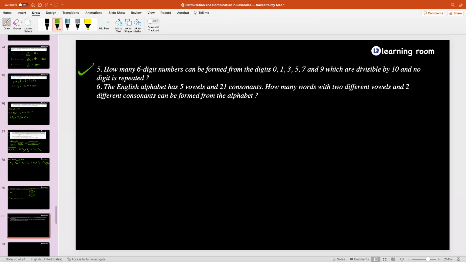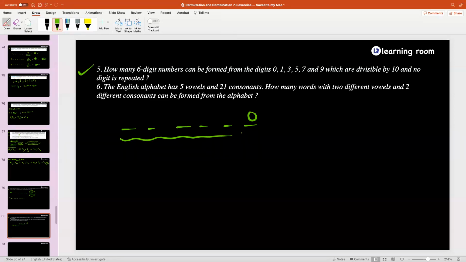How many six-digit numbers can be formed from the digits 0, 1, 3, 5, 7, 9, which are divisible by 10 and no digit is repeated? So when you want the number to be divisible by 10, how many digits are there? 1, 2, 3, 4, 5, 6. The last digit will be 0 because the number is supposed to be divisible by 10 and no digit is repeated. So how many numbers can you fill in the 5 blank spaces? 5 factorial ways. Am I right? Yes.